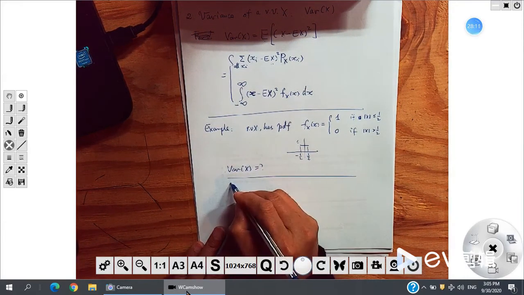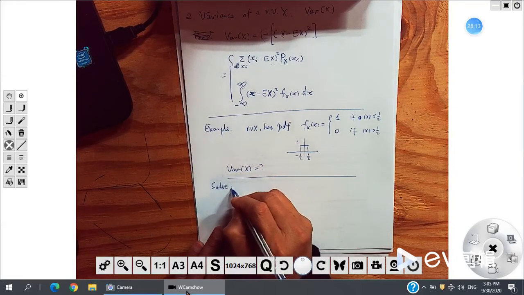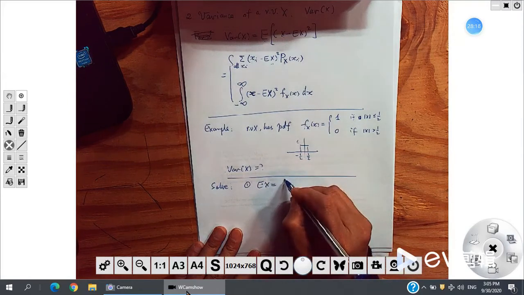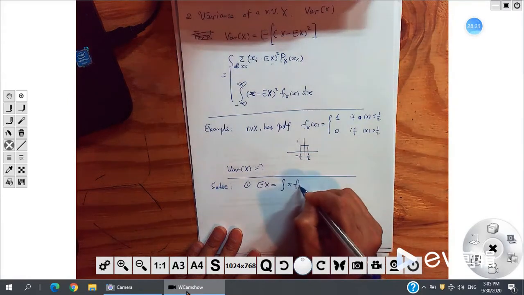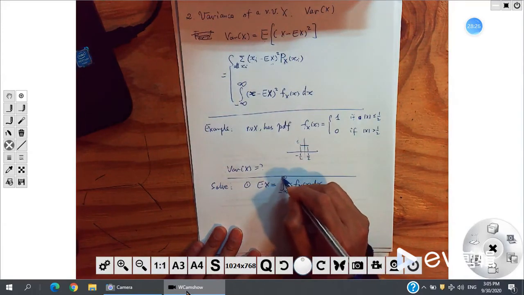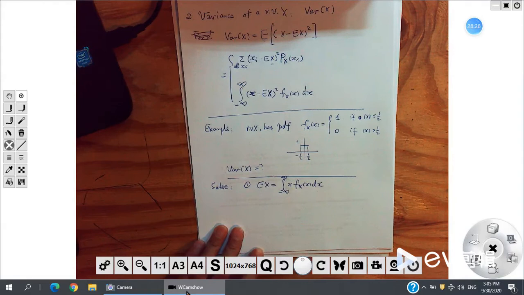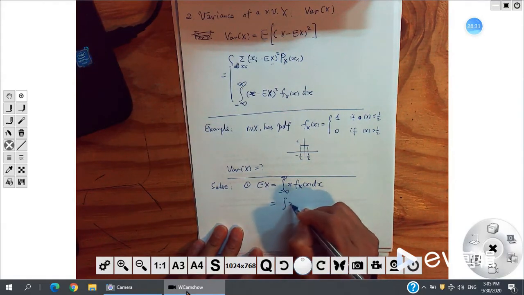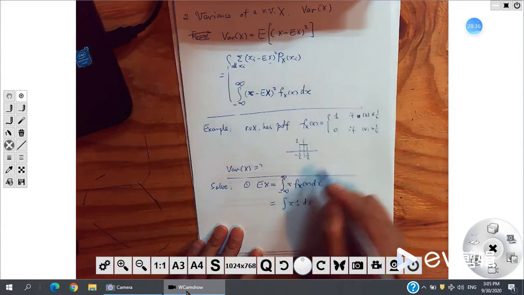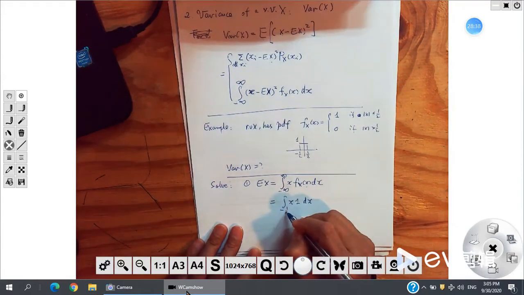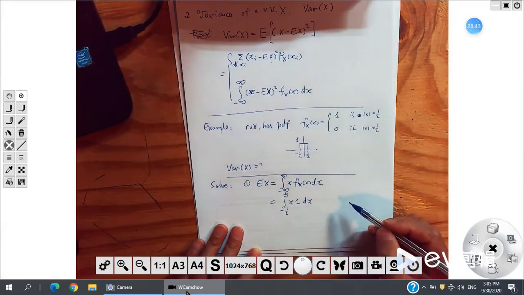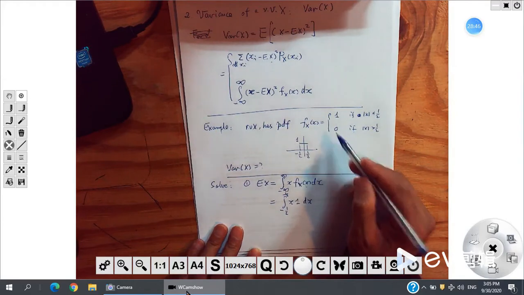So first step, we need to find the EX. You have to find EX firstly. This one is the integral of x times fx of x dx from negative to positive infinity. This is x, right? Then what is fx? We know it is 1 when x runs from negative half to positive half, and for all the other x, it is 0. So we only need this part.